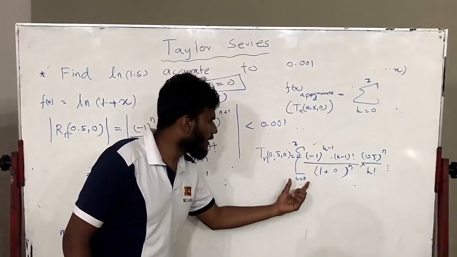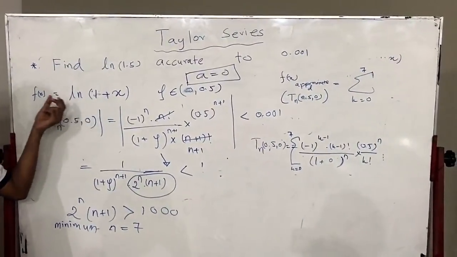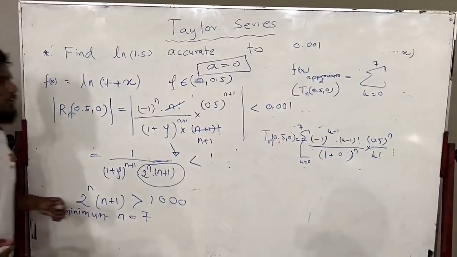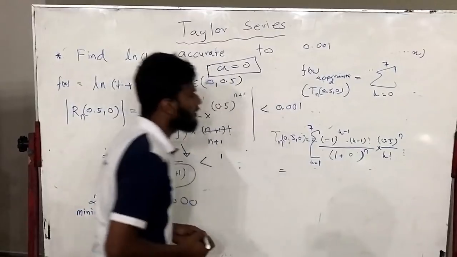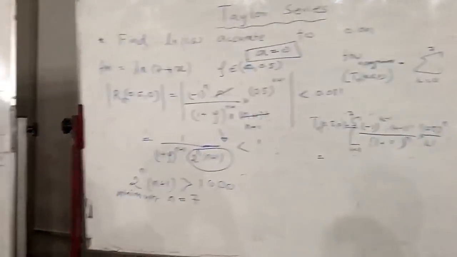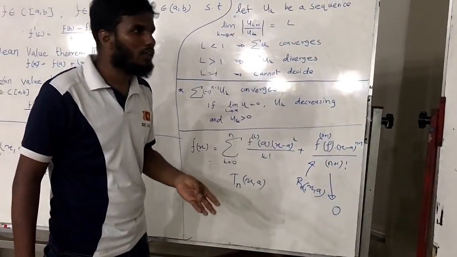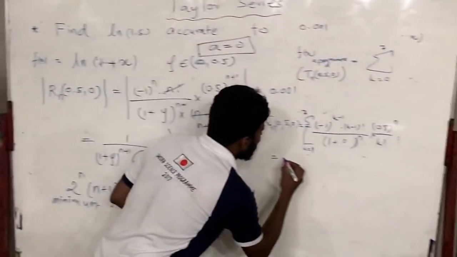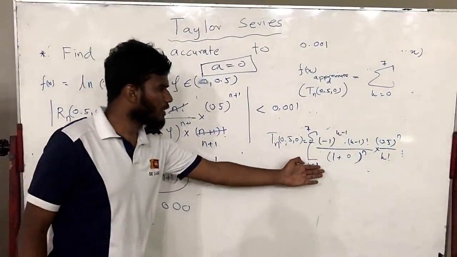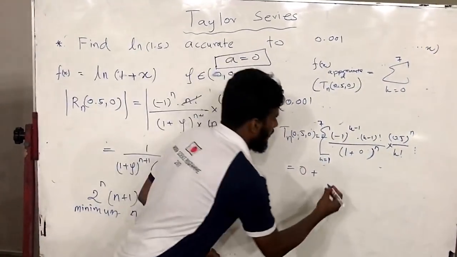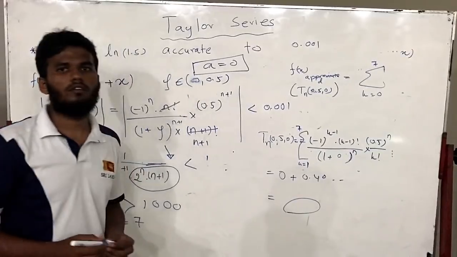For k equals 0, we know that ln x is the function itself. So we'll take the 0 term out and start from k equals 1. If we substitute 0 into this function, we get ln(1 plus 0), that is ln 1, which is 0. So we have the 0 part plus the summation of this thing. If we evaluate the summation directly with a calculator, we get 0.40 or something, and this will be our answer for the problem.